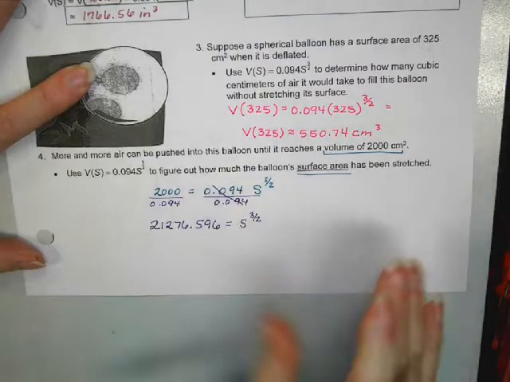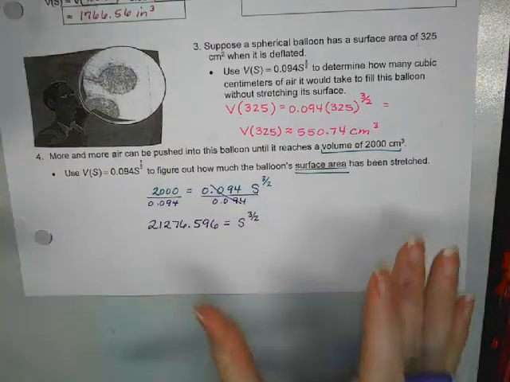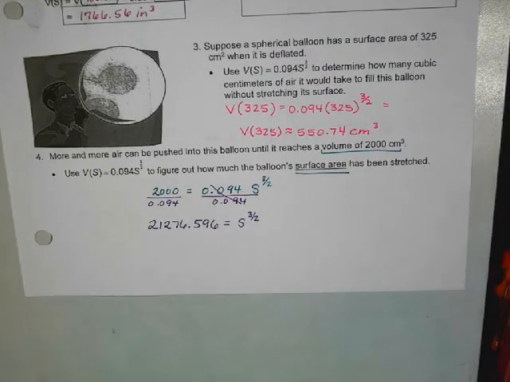Now remember, my goal here is to get s by itself. And right now it has an exponent of 3/2. When I say s by itself, I really mean s to the first power, right? x by itself is really x to the first. So I need it to be s to the first. And right now it's to the 3/2.